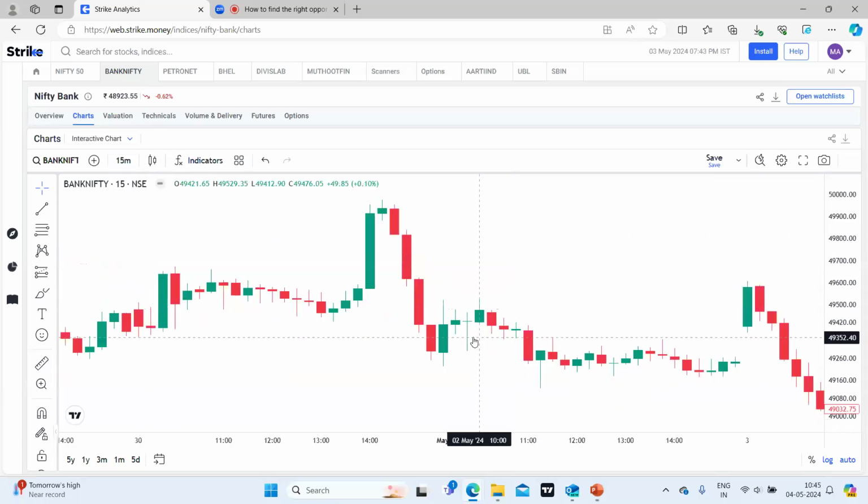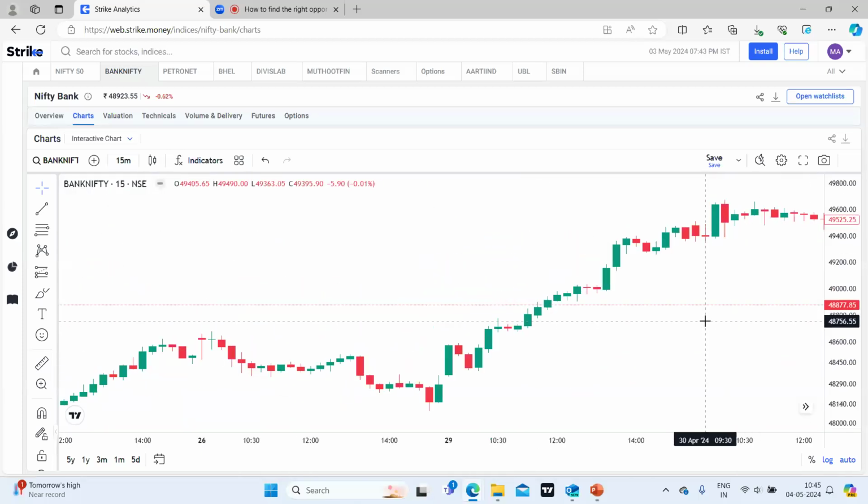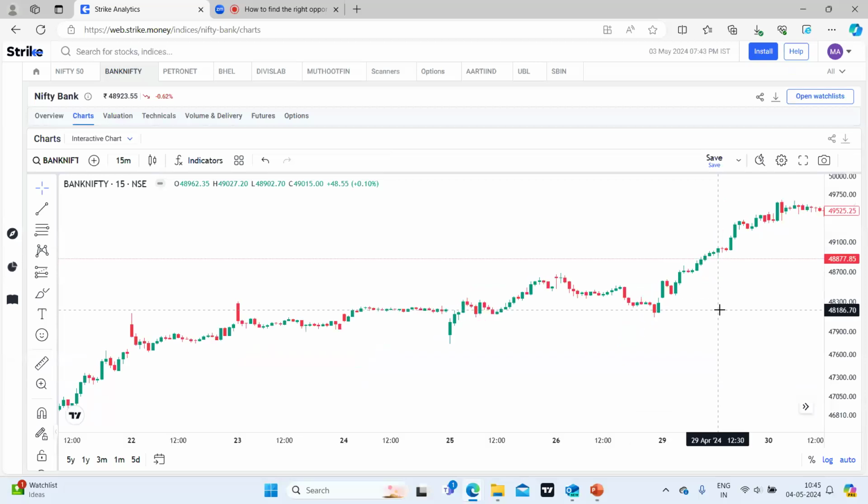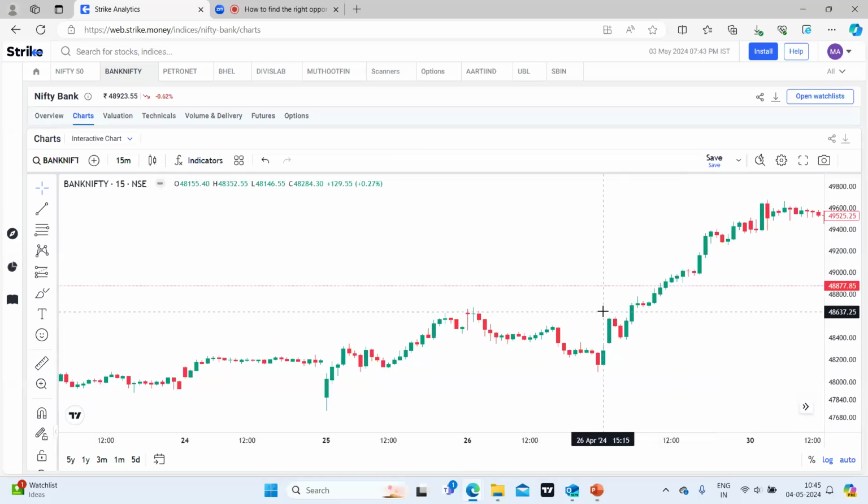For index trading, I use 15 minute charts. To be very honest with you, okay? Stocks के लिए I use 15 and hourly दोनों, but index trading के लिए I use 15 minute. hourly में मैं बहुत कम जाता हूँ, ठीक है जी. तो ये रहा 29 अप्रैल का मूव आपका.